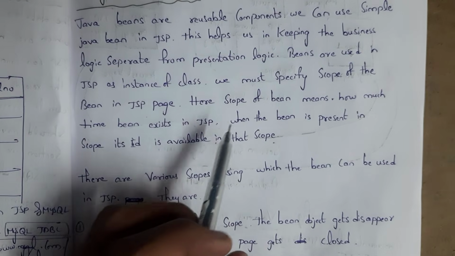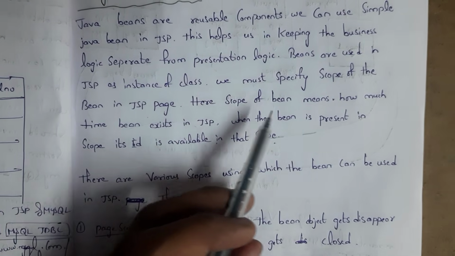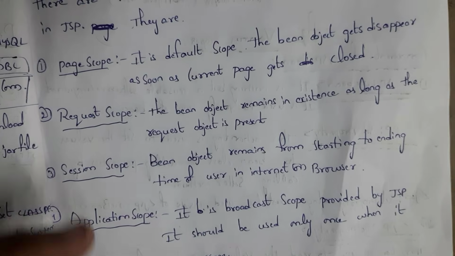These beans are used in JSP as an instance of a class. So we need to specify the scope of the bean in JSP. These are various kinds of scope.